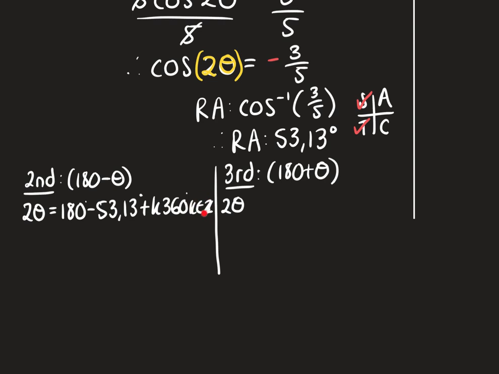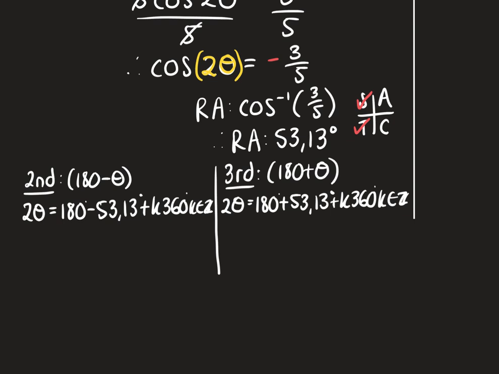Okay, there's a reason why we're doing that, and we're going to get to that a little bit more when we do our specific solutions. Okay, now after that we're going to go here, same thing. It's now, instead of 180 minus, because it's the third quadrant, 180 plus 53.13 plus K360. K is an element of integers.